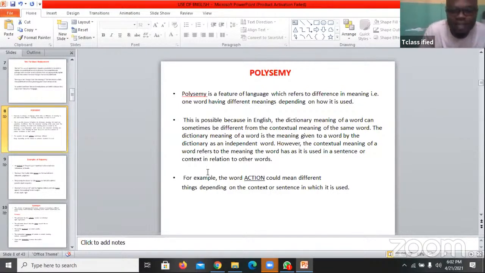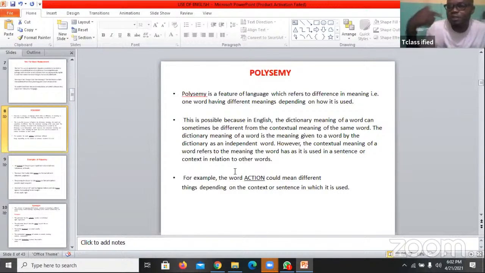So when you are not given a sentence and you are told to fill in the blank or find an antonym for that action, you're supposed to get the meaning of action that can replace that action in context in relation to the words around the action. So action will not always mean the same thing at every place. And that's why we call it polysemy. Polysemy simply means one word, but having different meanings.